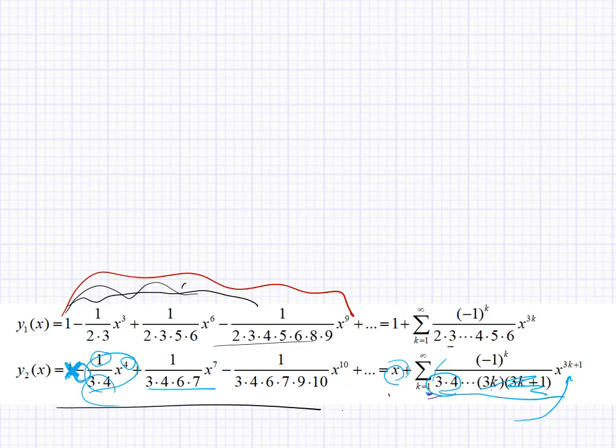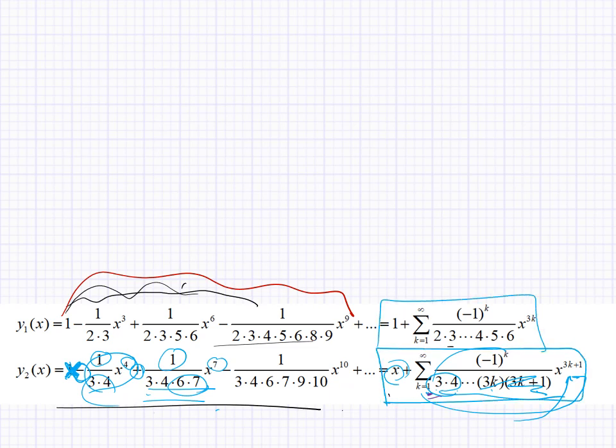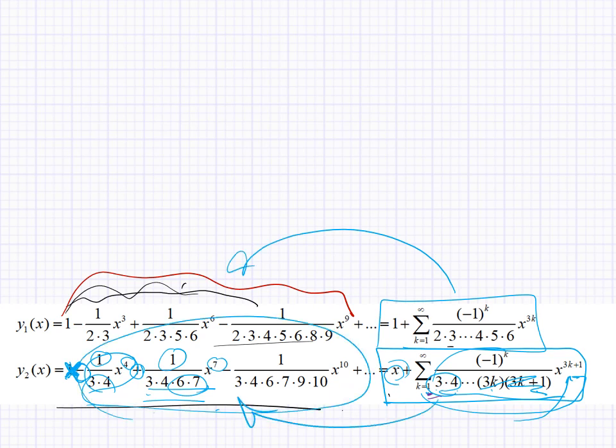I plug 2 into here. That would give me -1 to the second, which would be +1. If I plug 2 into here, this would give me x to the 6 plus 1, which would be 7, so that would be there. K equals 2, so this would be 6 times 7, so I'd have 3 times 4, and then I have to go all the way to the 6 times 7, which I have, so that's my next term, etc., etc., etc. So I'd have to check each one of these to make sure it's giving me what I would have on my paper, which would be this.